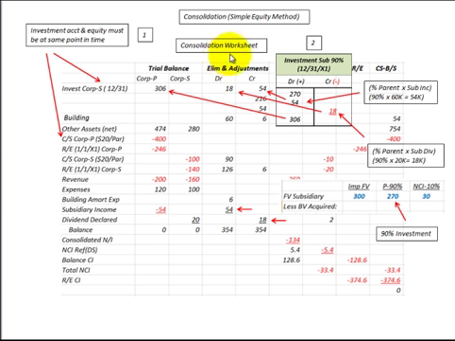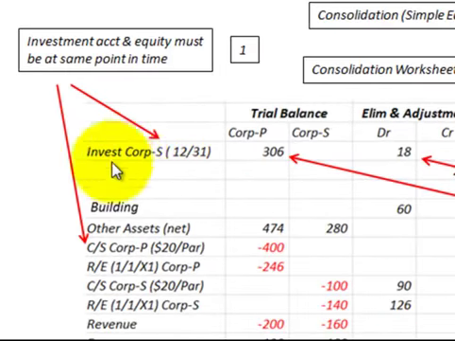Okay, looking at the consolidation worksheet. Before we get into our adjustments using the distribution schedule, we first have to adjust our investment account in the subsidiary because it has a 12/31 or end of the year date, and the equity accounts for the subsidiary are at the beginning of the year, a 1/1 date. So we have to adjust this investment in the subsidiary back to the beginning of the year, 1/1 date.